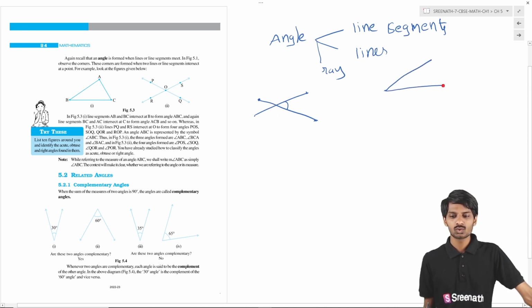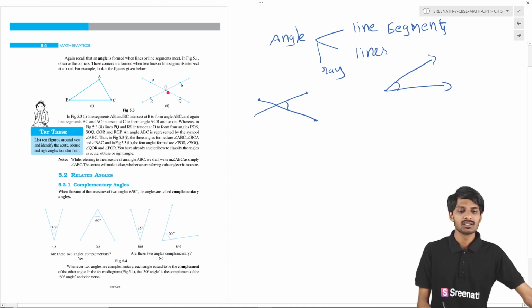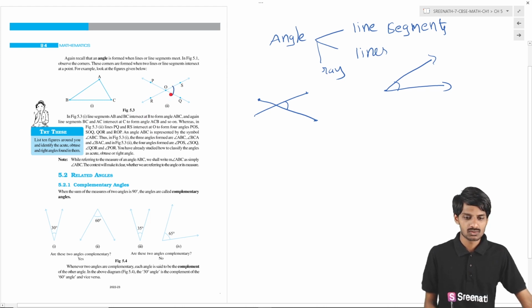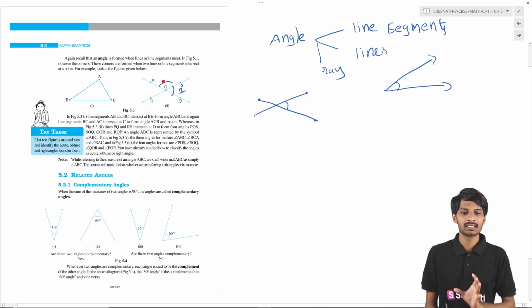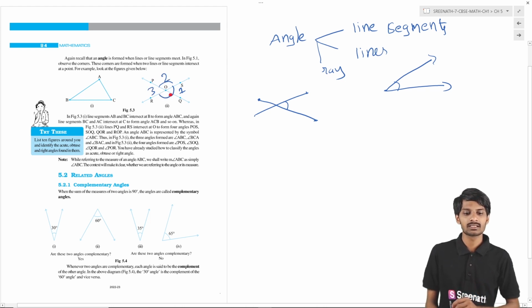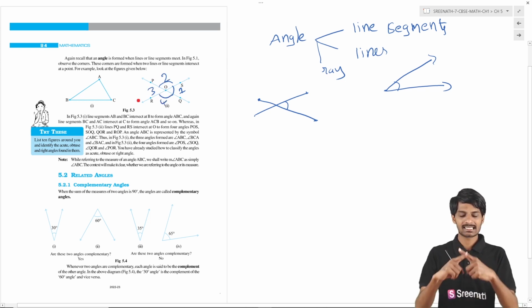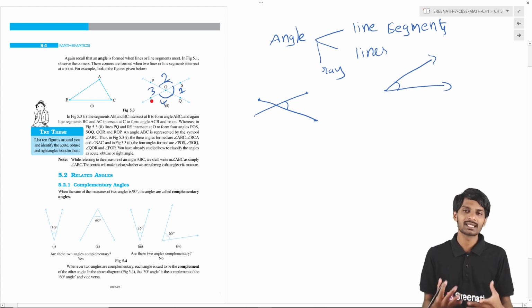Two rays extending from this starting point will also form an angle, and two lines can also form angles. Here there is an angle, and these are two lines, so these two lines are also forming angles here. This is the first angle, this is the second angle, this is the third angle, this is the fourth angle. Whenever two rays intersect, we get angles.